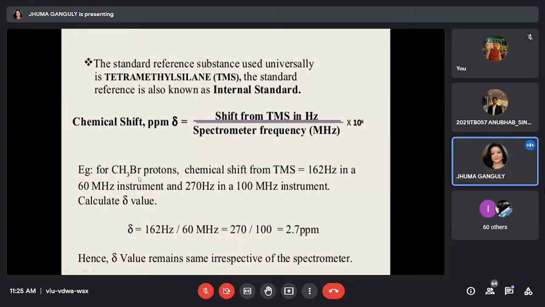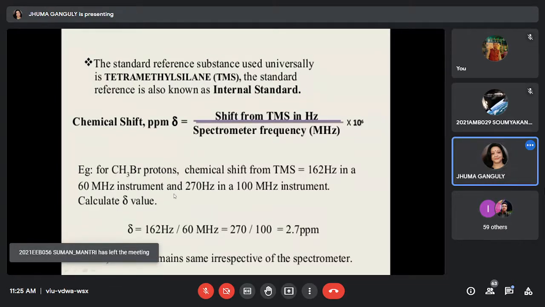For CH3Br, the proton's chemical shift from TMS is 162 Hz in a 60 MHz instrument and 270 Hz in a 100 MHz instrument. Calculate the delta value. This type of question will come. We will supply one molecule and you have to tell the delta value. We provide all the data.